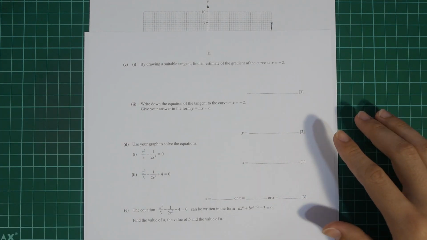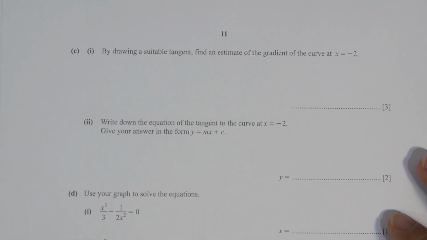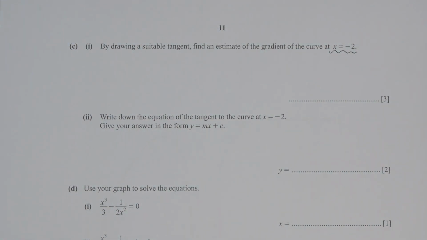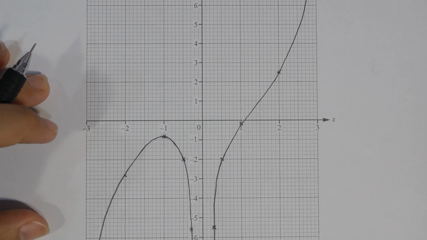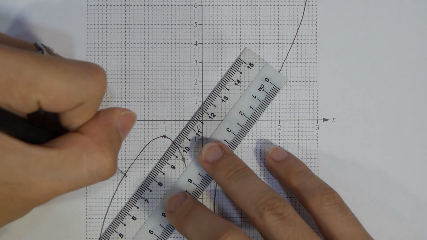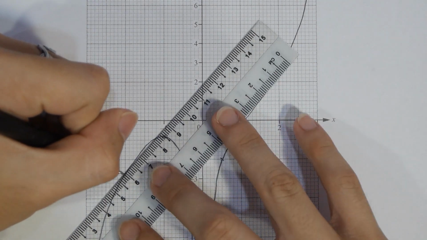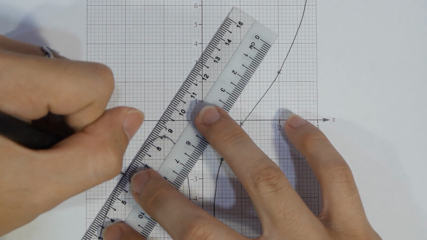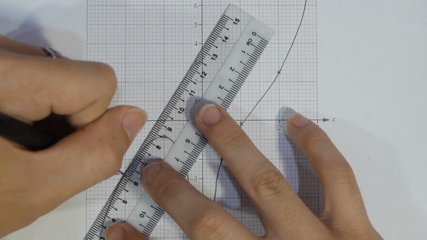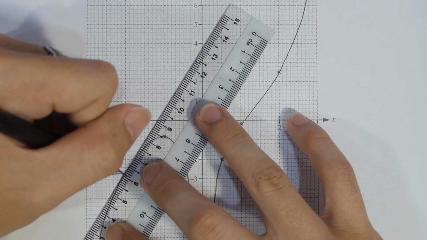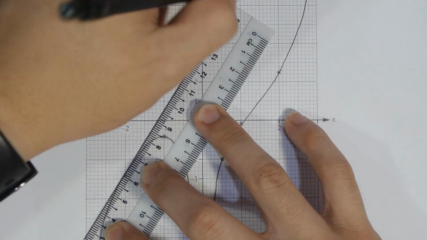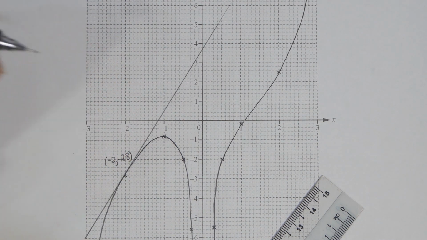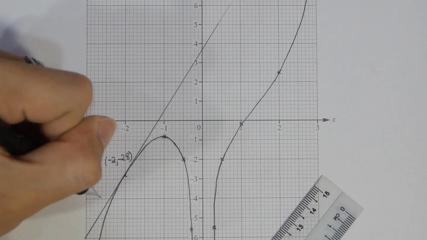So over in section C, by drawing a suitable tangent, find an estimate of the gradient of the curve at x equals negative 2. Okay, so from the point where x equals negative 2, I draw a tangent line. Using the same concept that I have earlier, both the left hand side and the right hand side of the tangent line you drew must be at the same distance. Okay, it's just an estimation. You don't have to draw it very accurately.